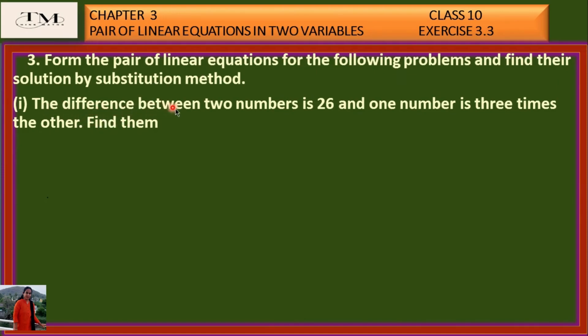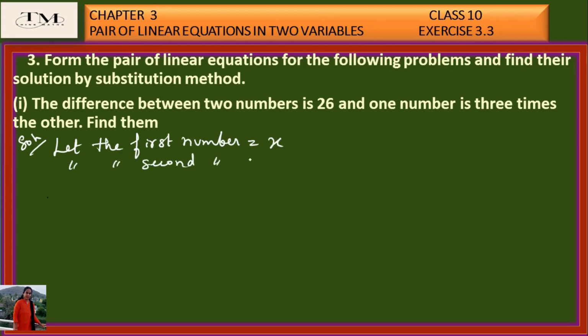The difference between two numbers is 26 and one number is 3 times the other. Find them. So we have to find the two numbers. So let us define the first number as x. In the same way, let us define the second number as y. What they gave: the difference between two numbers is 26. So if you subtract, that is x minus y, the answer is 26.